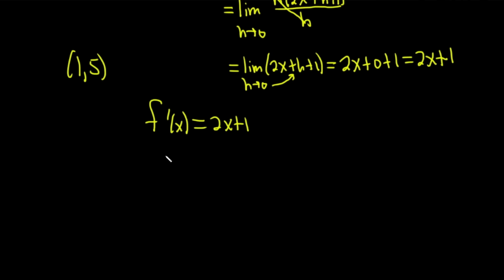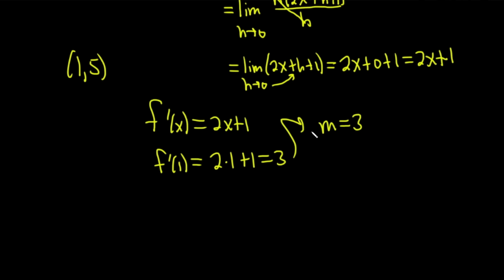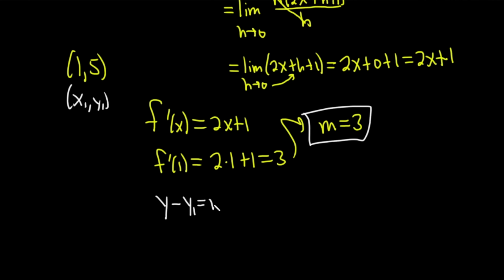So we want the slope at this ordered pair here. What we're going to do now is plug in 1. That's going to give us the slope. So f prime of 1 is 2 times 1 plus 1. That's 3. So our slope is going to be m equals 3. So now we have our slope. We have our point, which I'll label x1, y1. We can use the point slope formula for a line to find the equation of the tangent line. So we have y minus y1 equals m times x minus x1.